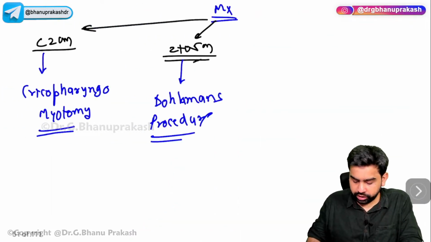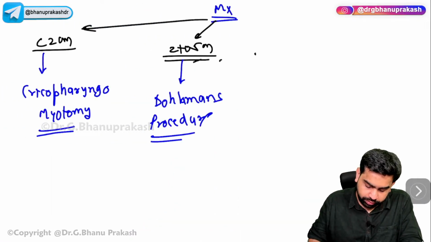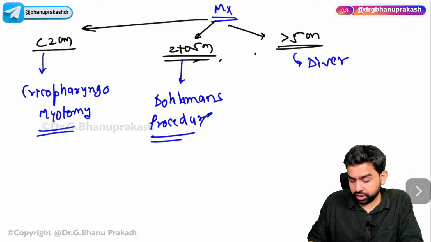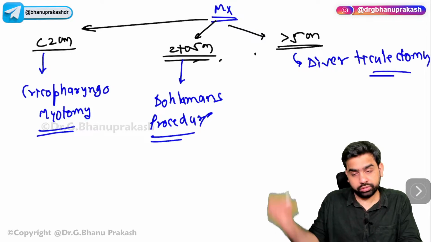Okay, and if the size is more than 5 centimeters, then you have to perform a diverticulectomy. You have to take it out. That's what you need to understand.